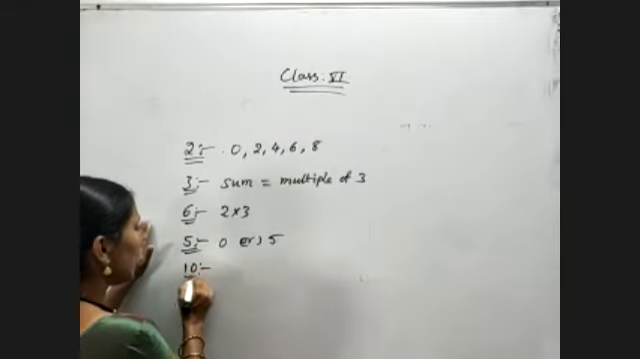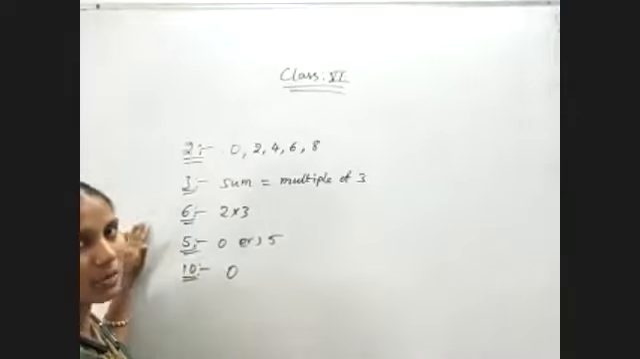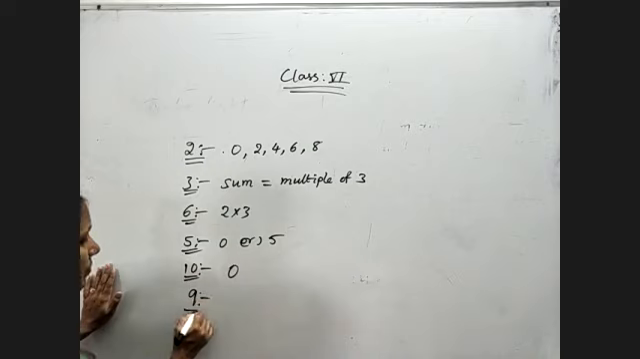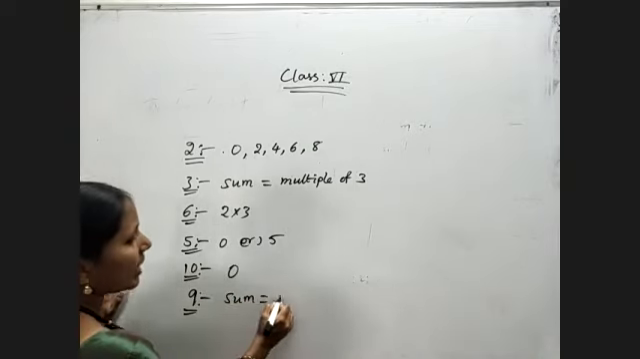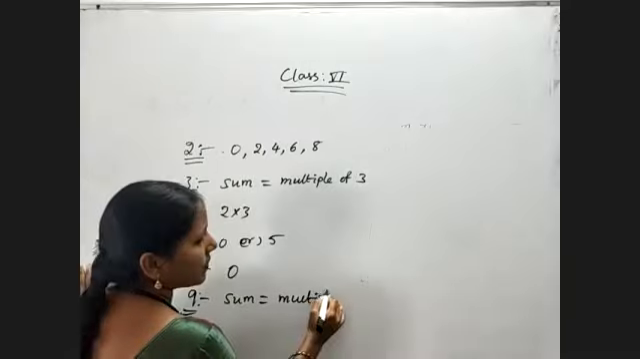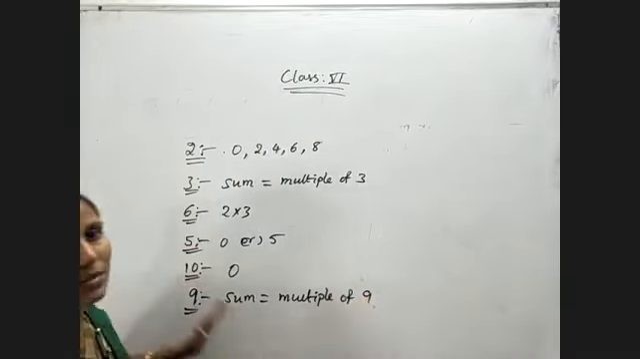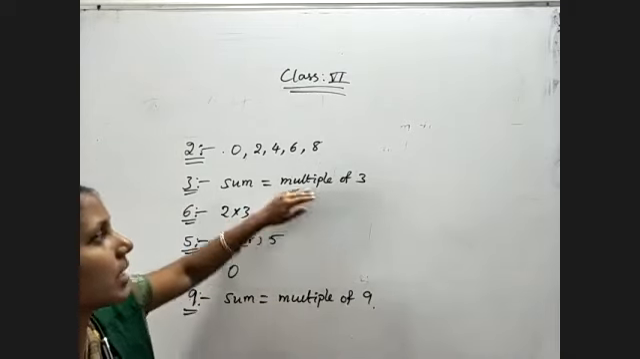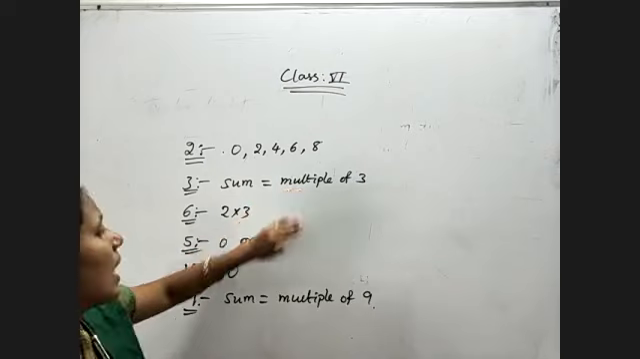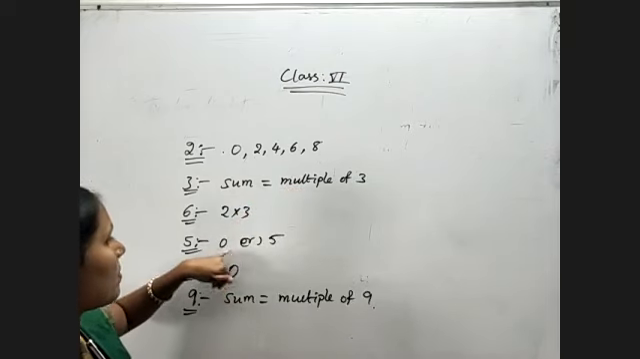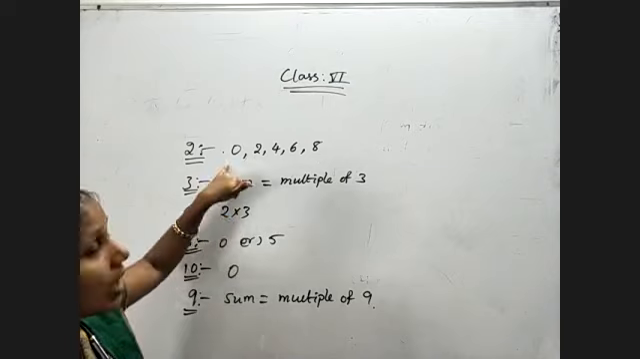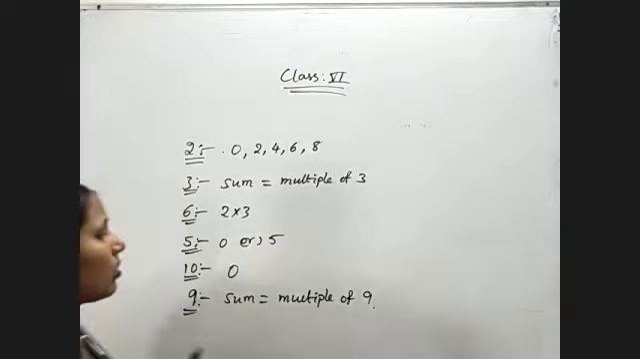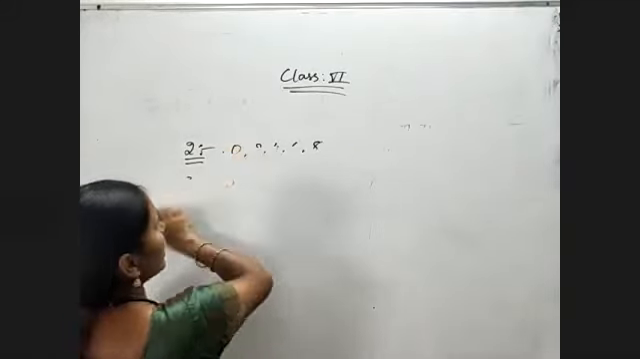And for 10, if the number has 0 in its unit place, then only it is divisible by 10. And coming to the last, 9. If the sum of the digits is a multiple of 9, then only that number is divisible by 9. Otherwise, it is not divisible by 9. And remember, all numbers which are divisible by 9 are compulsorily divisible by 3. And the numbers which are divisible by 10 are compulsorily divisible by 5 as well as 2. Okay? Now coming to the next, let us go through the problems. We will discuss now.